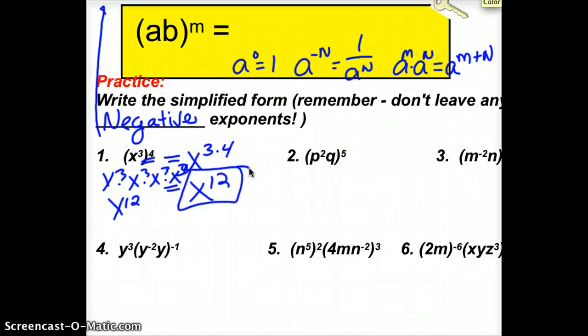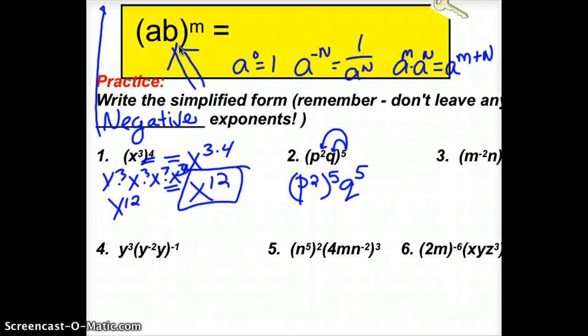Number 2, we have a property that says when I have a chunk of stuff to a power, it can come in. So I have p squared to the 5th, and I have q to the 5th. That was this property right here from today. Well, now I've got my power to a power, and I have to multiply those. So I have p to the 2 times 5, which is 10, q to the 5th. So notice I'm accumulating my properties, and I'm using all of them as I go.